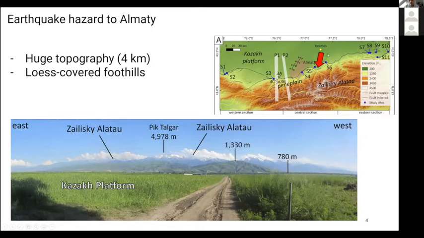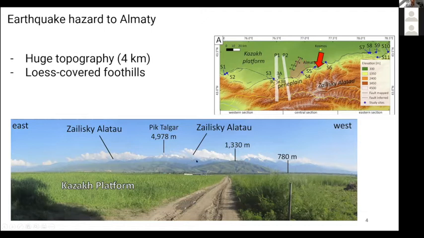So here you can see a view towards the mountains. That's the arrow indicating the view direction. Here the stable Kazakh platform is at an elevation of about 700 to 800 meters. And then in the background you see the mighty Tian Shan. Even here close to Almaty, the mountains are 4,000 meters, almost 5,000 meters high. So there's about 4 kilometers of topography.